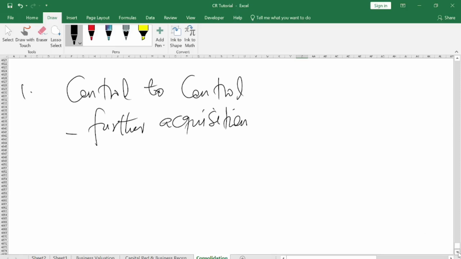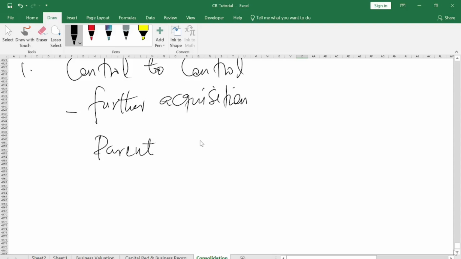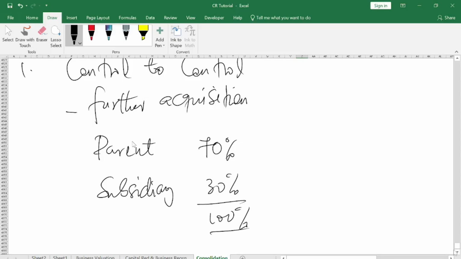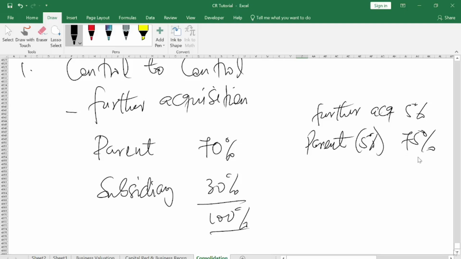Now, under further acquisition, what happens? Here, if the parent has 70% shares in the subsidiary, and the subsidiary now holds 30%, this is the initial acquisition. Now, when the parent further says, okay, we want to acquire a further 5% in the subsidiary, this is how the proportion is going to look. You have the parent holding an additional 5%. That gives it 75% here. And then the subsidiary is now 25%. Right? So this is what happens when there's a further acquisition of the asset. That is what we call further acquisition.